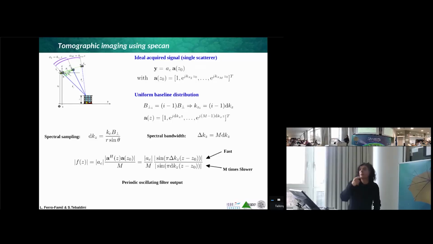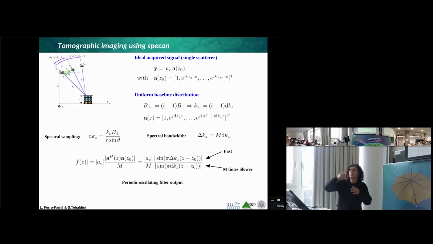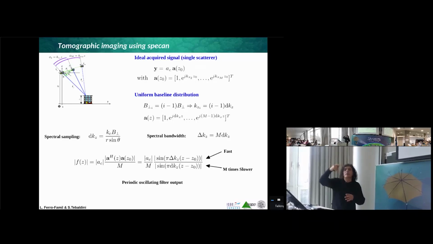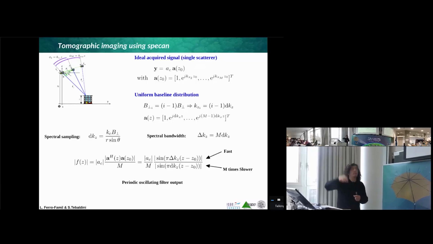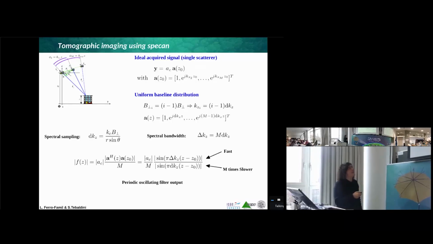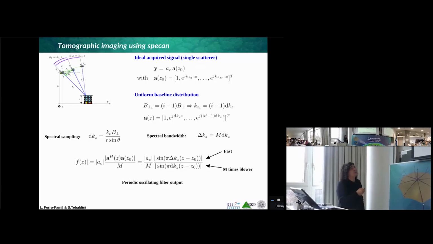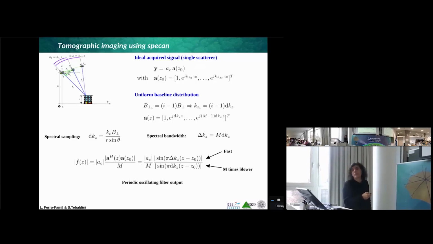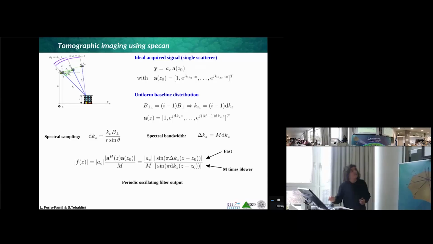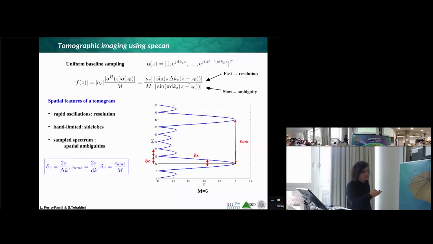And therefore, a regular array, which is the case for biomass, when the baselines lie on a regular grid. In this case, there is a clear relationship between the bandwidth and the spectral sampling. This is M, the number of images. Okay, and the resolution is given by, this is a very important relationship, the resolution is given by 2 pi divided by delta k.